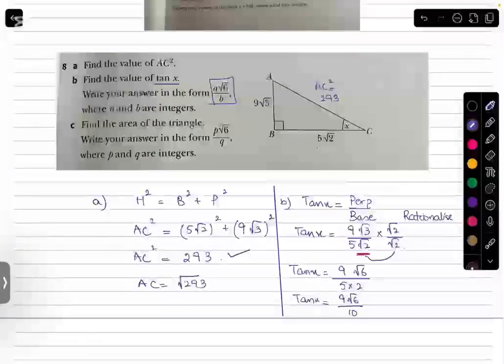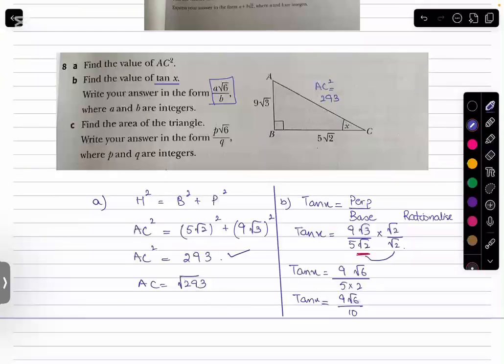Is it in the form of a root 6 divided by b? Yes. So what is a? A is 9. What is b? That's 10 here. Okay, done. Any problem?